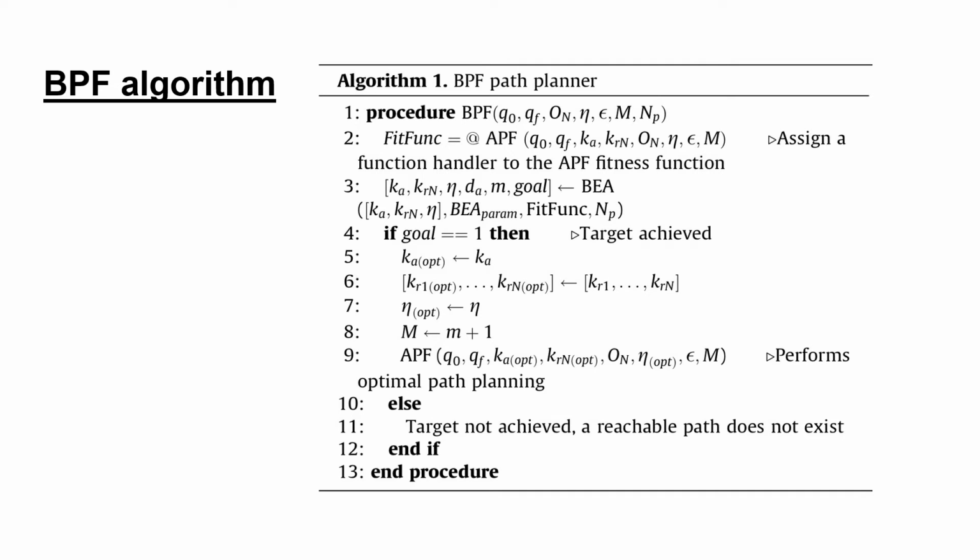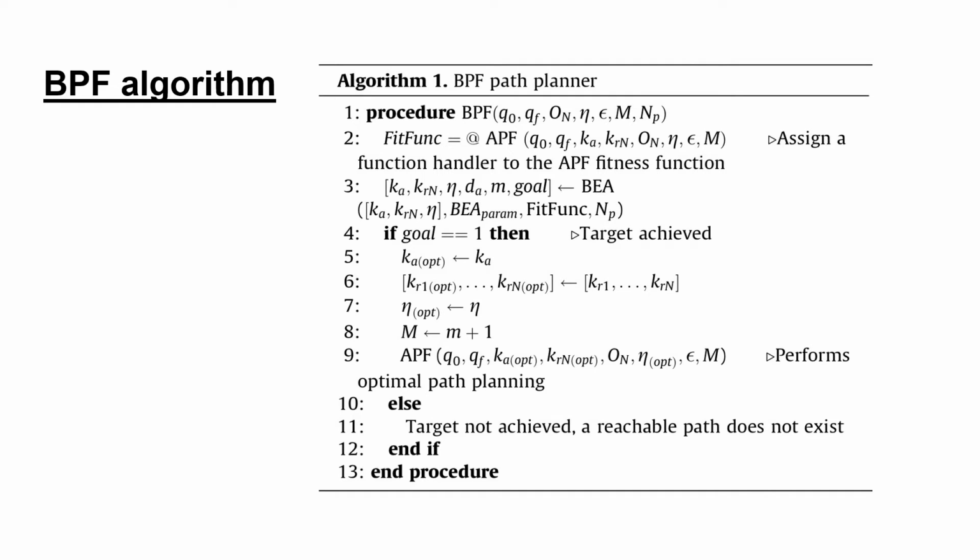Therefore, the input parameters of the BPF method are those required by the BEA and APF algorithms. In line 2 of algorithm 1, a fitness function handler, fitfunc, is used to facilitate the pseudocode writing. It is equivalent to writing the APF method function, including all its parameters, which is given in algorithm 3.